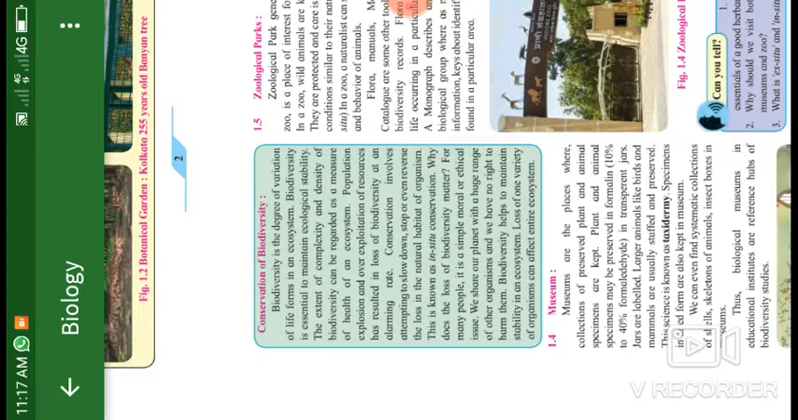Why does the loss of biodiversity matter? For many people, it is a simple moral or ethical issue. We share our planet with a huge range of other organisms, and we have no right to harm them. Biodiversity helps to maintain stability in an ecosystem. Loss of one of the varieties of organisms can affect the entire ecosystem.